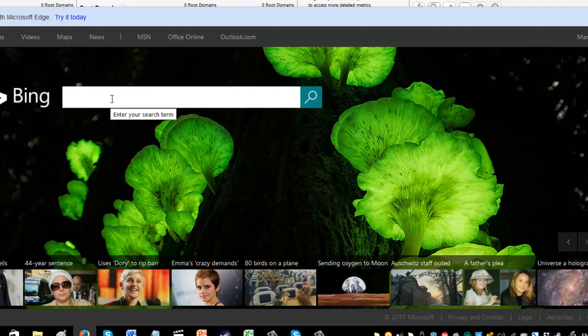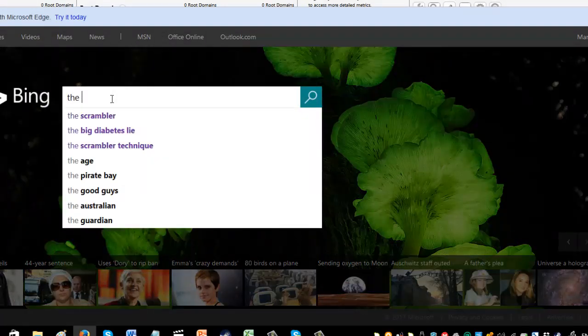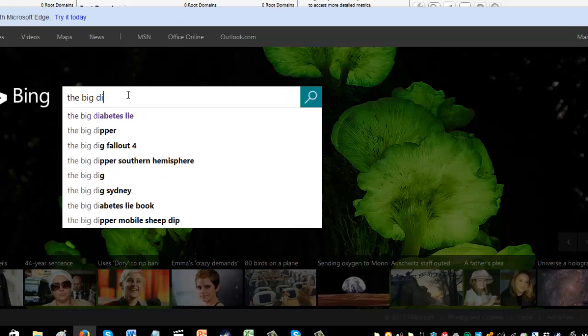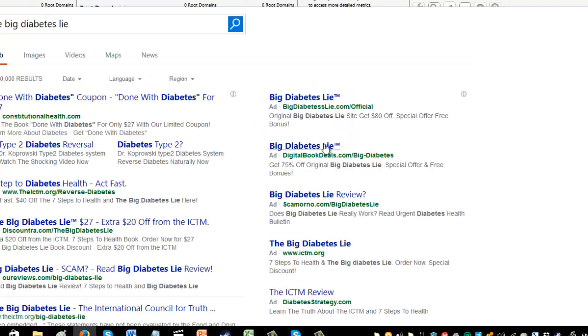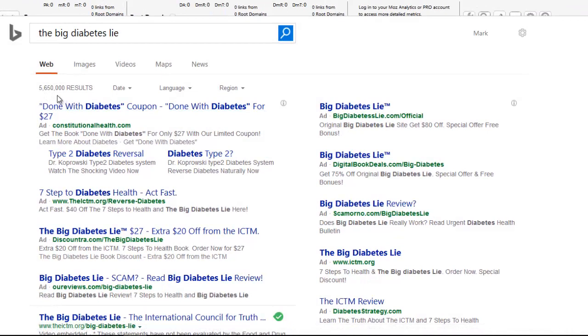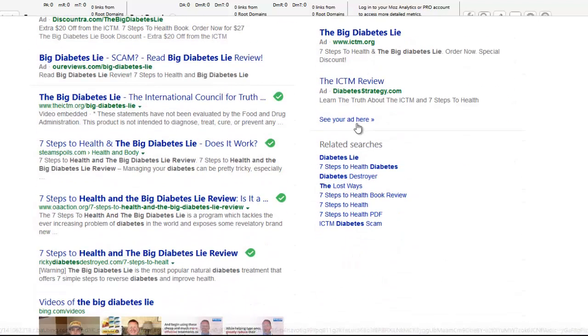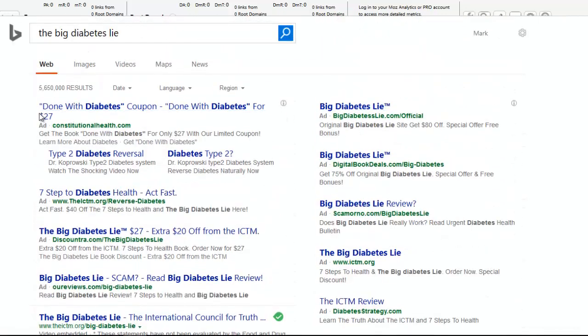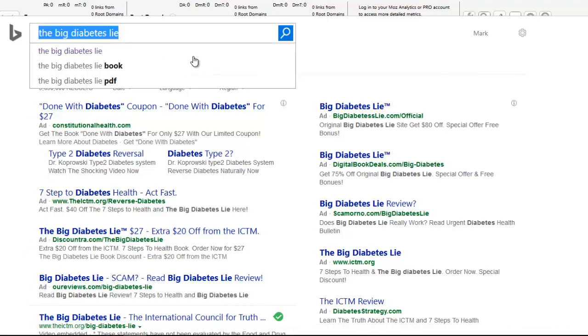So let's just try this. If I put in what the first one was, the big diabetes lie, and I search for that, it's very popular, 5,650,000 results. Very, very popular, that particular search term. Now, there's ads here. You can see the little ad, and there's ads galore down the side. There's an ad here, here, here, here. Everything above that little line there is an ad. So there's lots of ads for that. Excellent. That's a very, very good key.